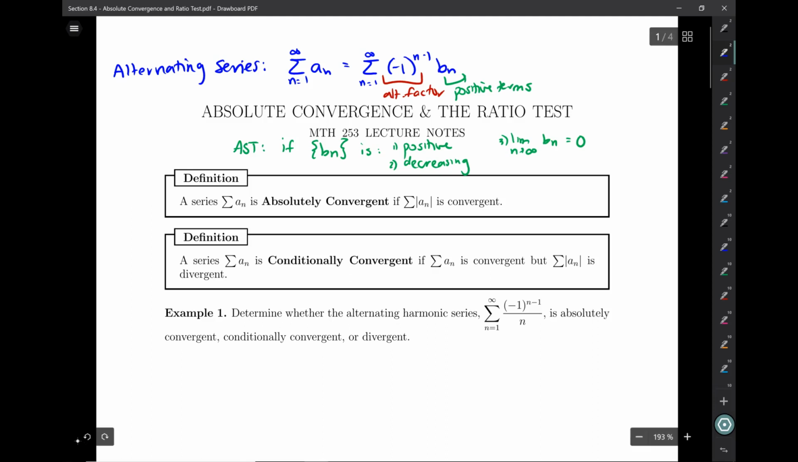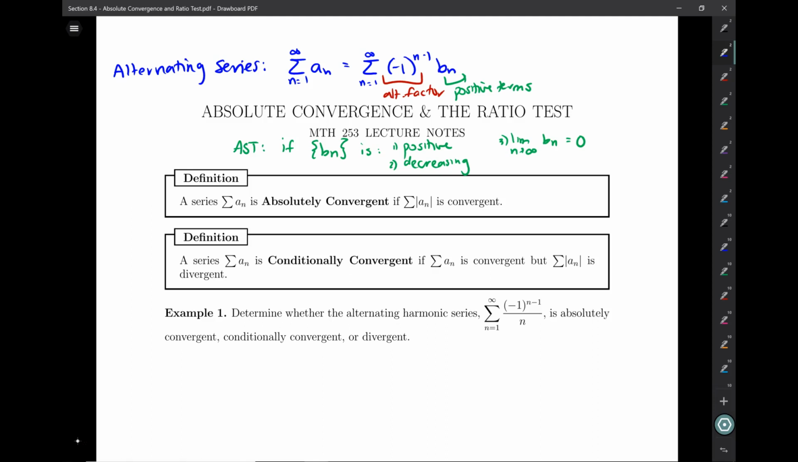What these two terminologies mean: a series a sub n is absolutely convergent if the series of its absolute value of terms is convergent. It doesn't have to be an alternating series, but most of the time we use this term to describe an alternating series. An alternating series can converge, but what if I took away that alternating factor? Does the series still converge? And if that's true, then we would say that that series converges absolutely.